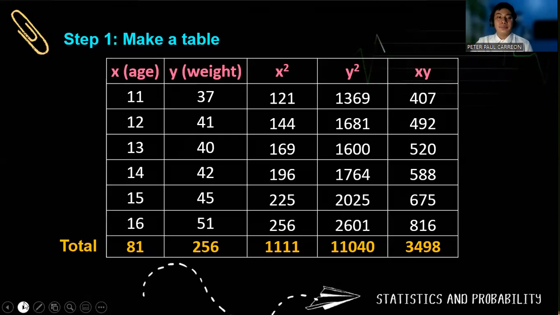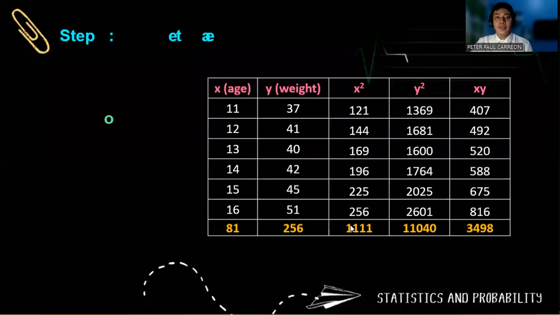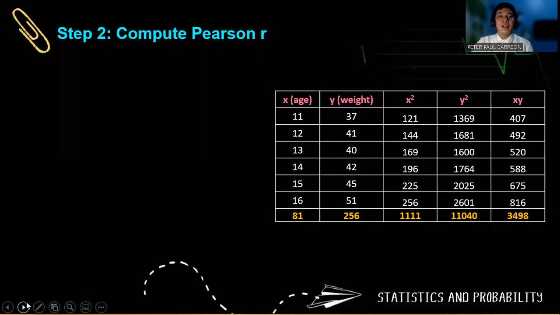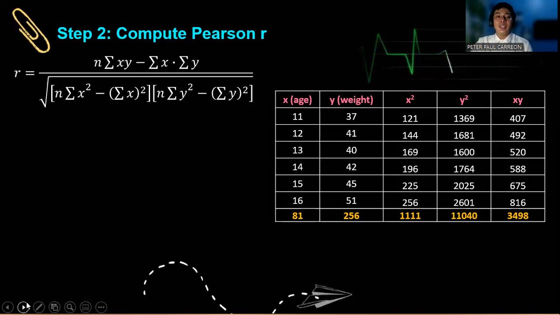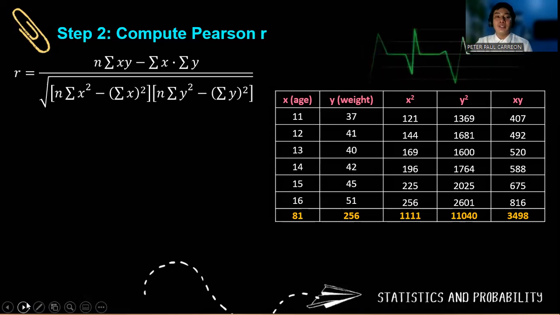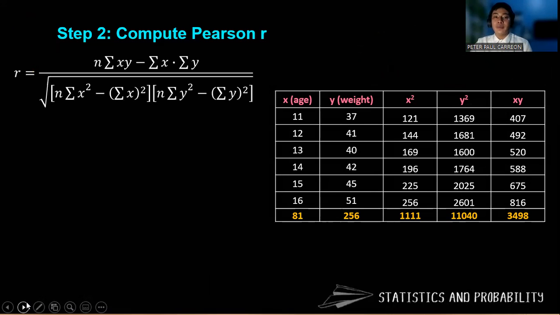Step number 2, using the table, we now compute for Pearson R. So we use the formula: n times the summation of xy, minus the summation of x times the summation of y, all over the square root of the quantity n times the summation of x squared, minus the square of the summation of x, times the quantity n times the summation of y squared, minus the square of the summation of y.